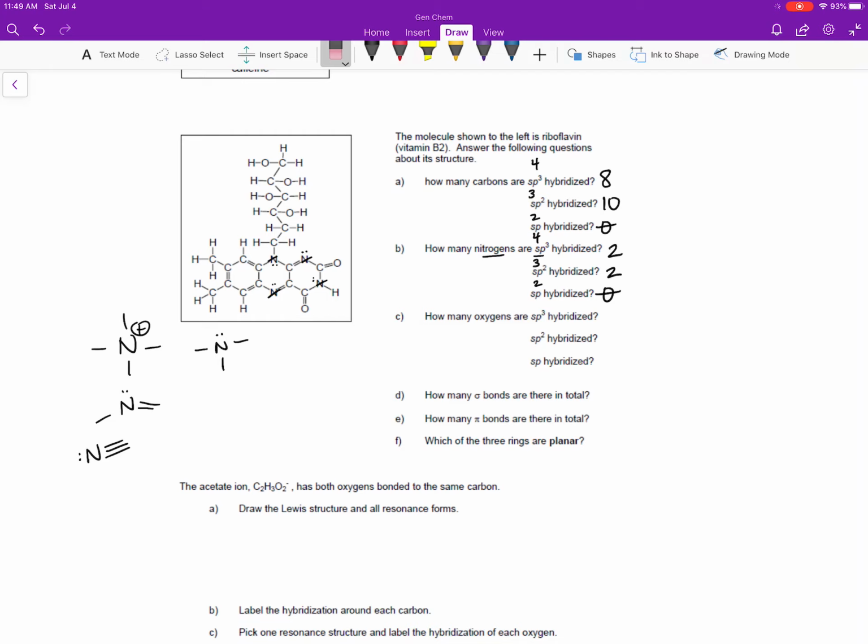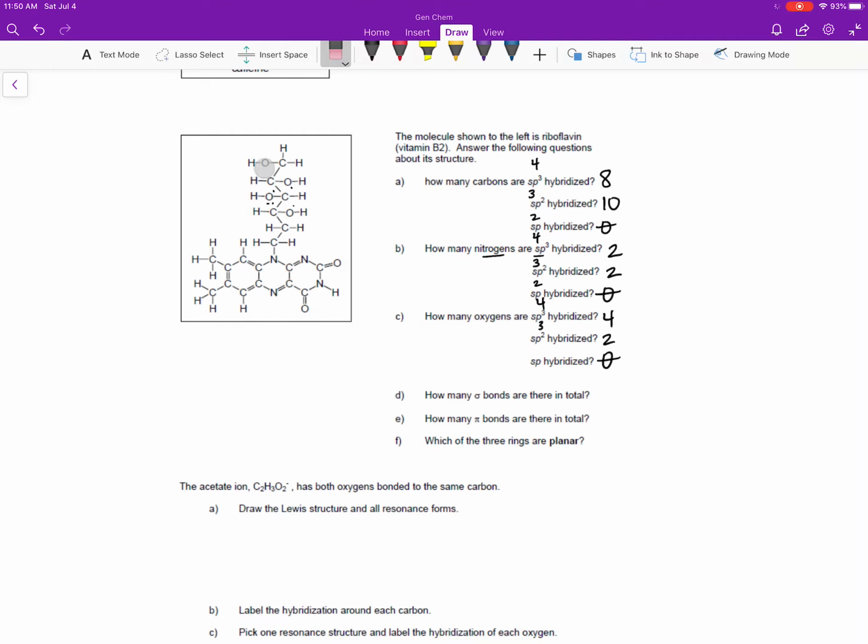The next one is oxygen. We have a few more oxygens than we did nitrogens, but not as many as we had carbons. When we're looking at sp3 hybridized, we're looking at 4 things, and I can see 1, 2, 3, 4 that are sp3 hybridized. sp2 is going to have 3 things attached, so my other 2 oxygens are going to be sp2 hybridized, and I'm going to have no sp hybridized.